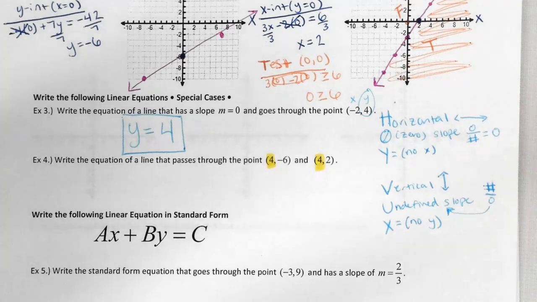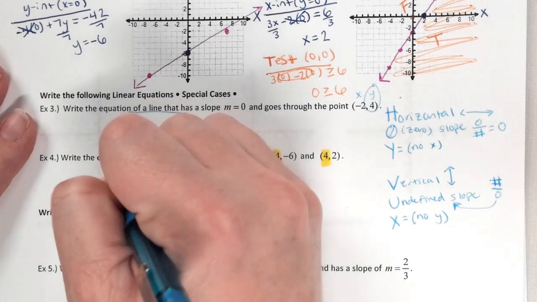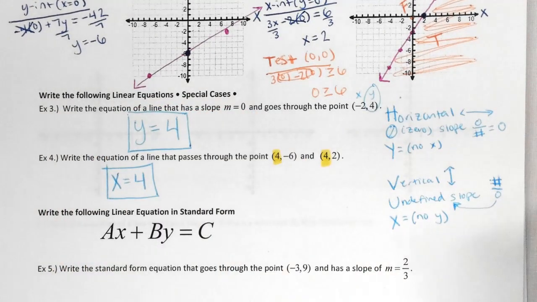Okay? So if both x's match, it's a vertical line because it's an x equals. What does x equal here? 4. So if you notice that they match, you don't even have to find the slope because you see that both of them are 4's and you're done. If both the y's match, it would be the same concept. It would be y equals whatever they match, and then you're done.